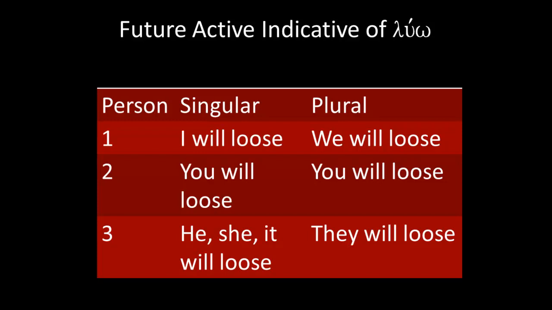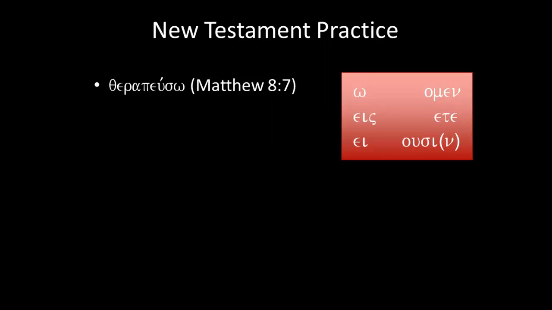Sigma, number one endings. Where does the sigma go? Right in the middle, right between the verb stem and the endings. Here's some examples from the New Testament. So, therapeuso. This is from the verb therapeuo, that means I heal. You can see the word therapeutic in English. So, therapeuo is I heal. We have a sigma right there after the verb stem. This will be I will heal.